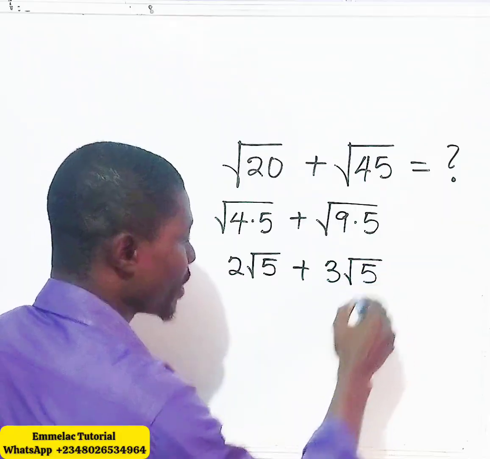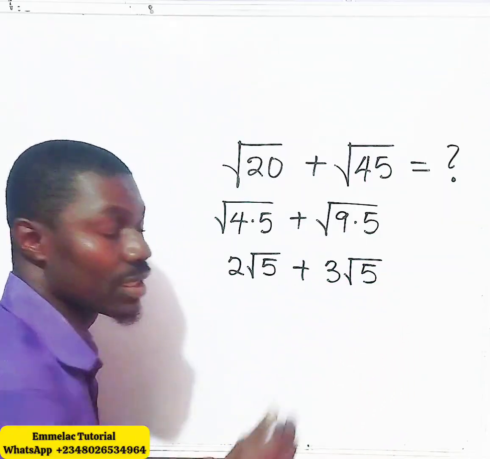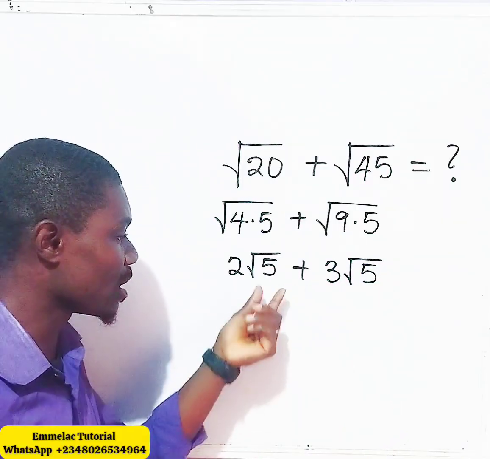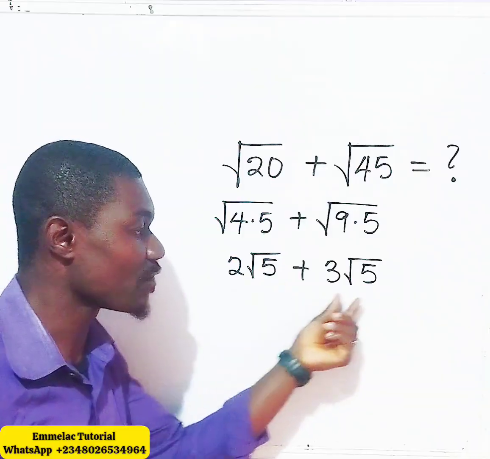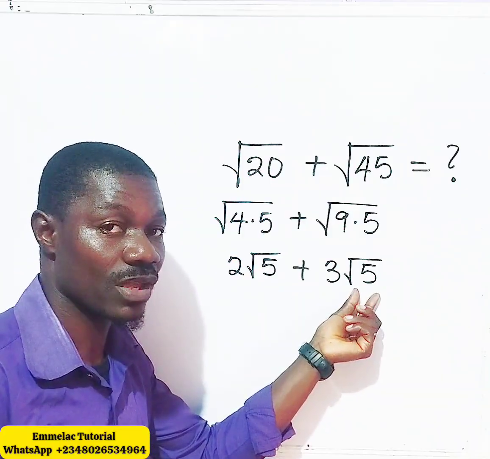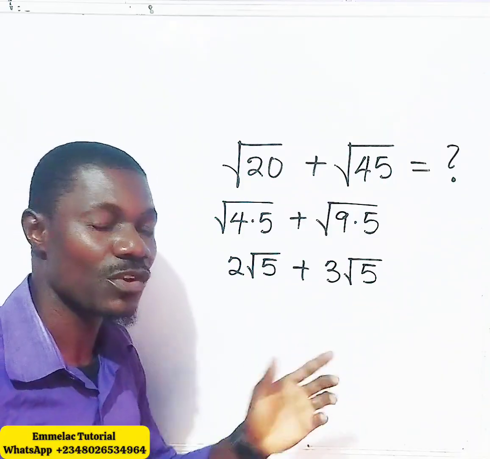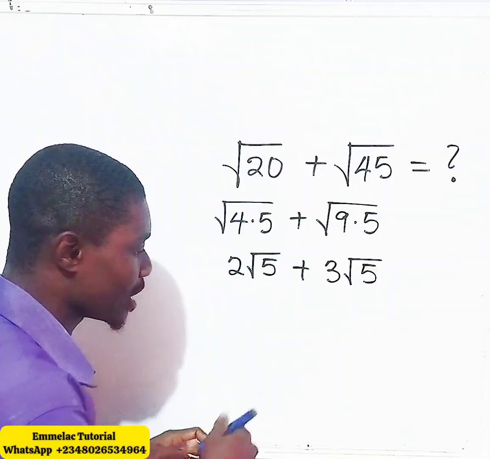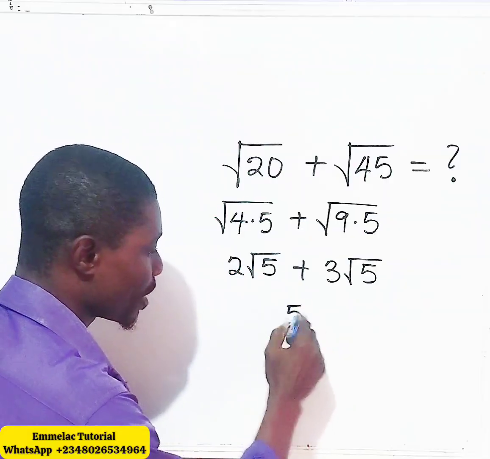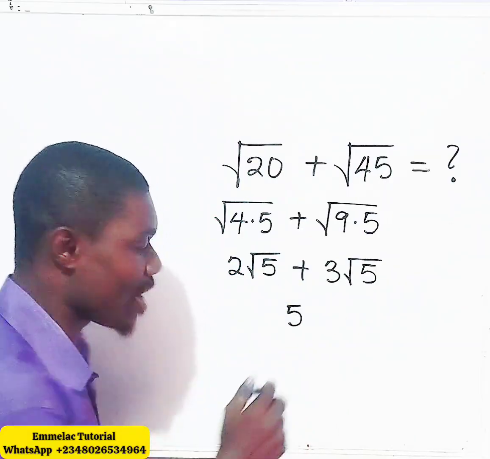5. Now considering these two terms, you can see both of them have the same root 5. Because they have root 5, you can add them together. So 2 plus 3 will give us 5. Then you bring root 5 here.